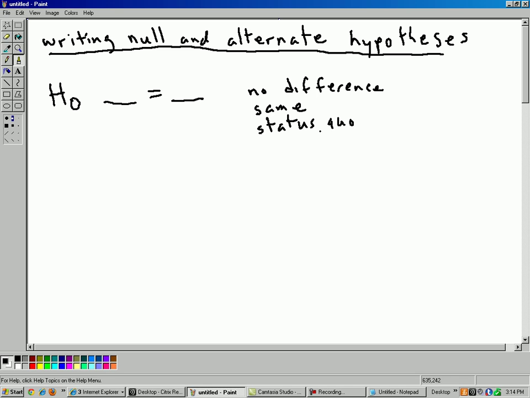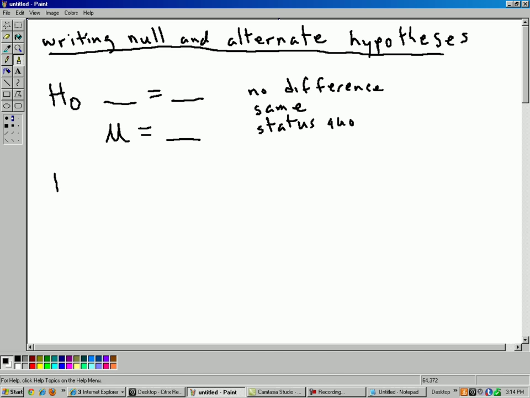Now, for chapter 15 in particular, we're always interested in the population mean, and so for all the chapter 15 questions, the null hypothesis will take the form mu equals some number, whatever that number happens to be. And I'll do an example in a couple minutes.